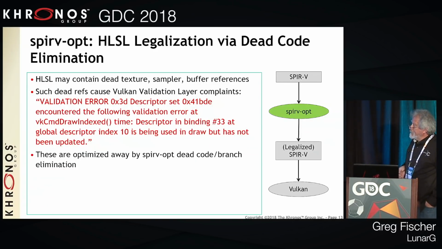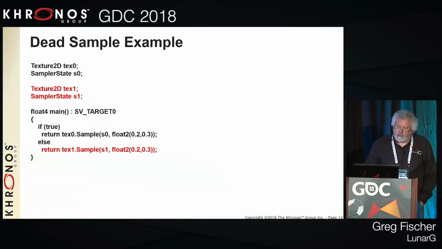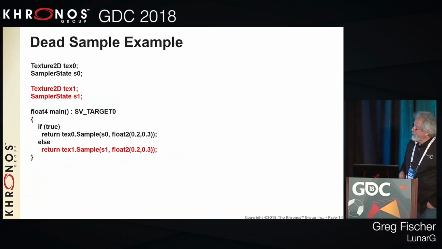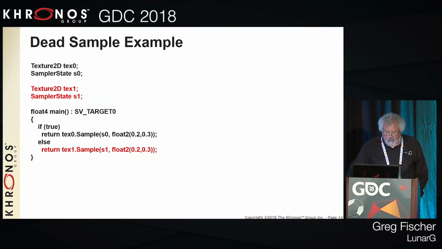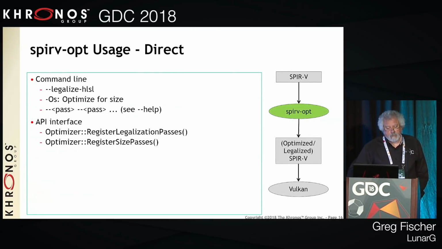However, after pre-processing the shader, SPIRV-Opt was able to remove these dead references. Here's an example again, a fairly simplistic one. We've got both a live texture sample using text 0 and a dead reference of text 1, and SPIRV-Opt would remove the text 1.